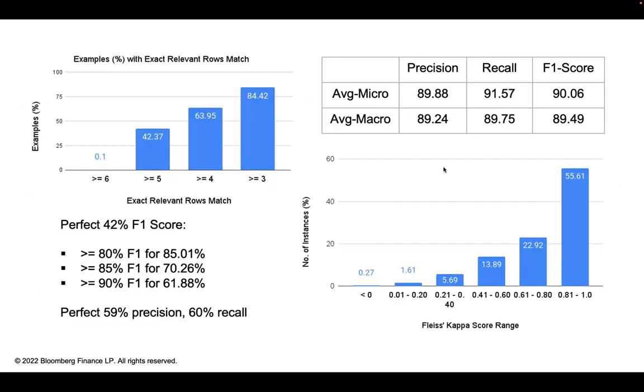We found that humans perform very well on this task with the average macro and micro F1 of around 90%. We also found the Fleiss kappa mean was around 79%, with the majority lying in the very significant and significant portion. We also find that the exact relevant row match with greater than or equal to 3 annotators was around 85%, and the perfect F1 score was around 42%, with perfect precision and recall of around 60%.